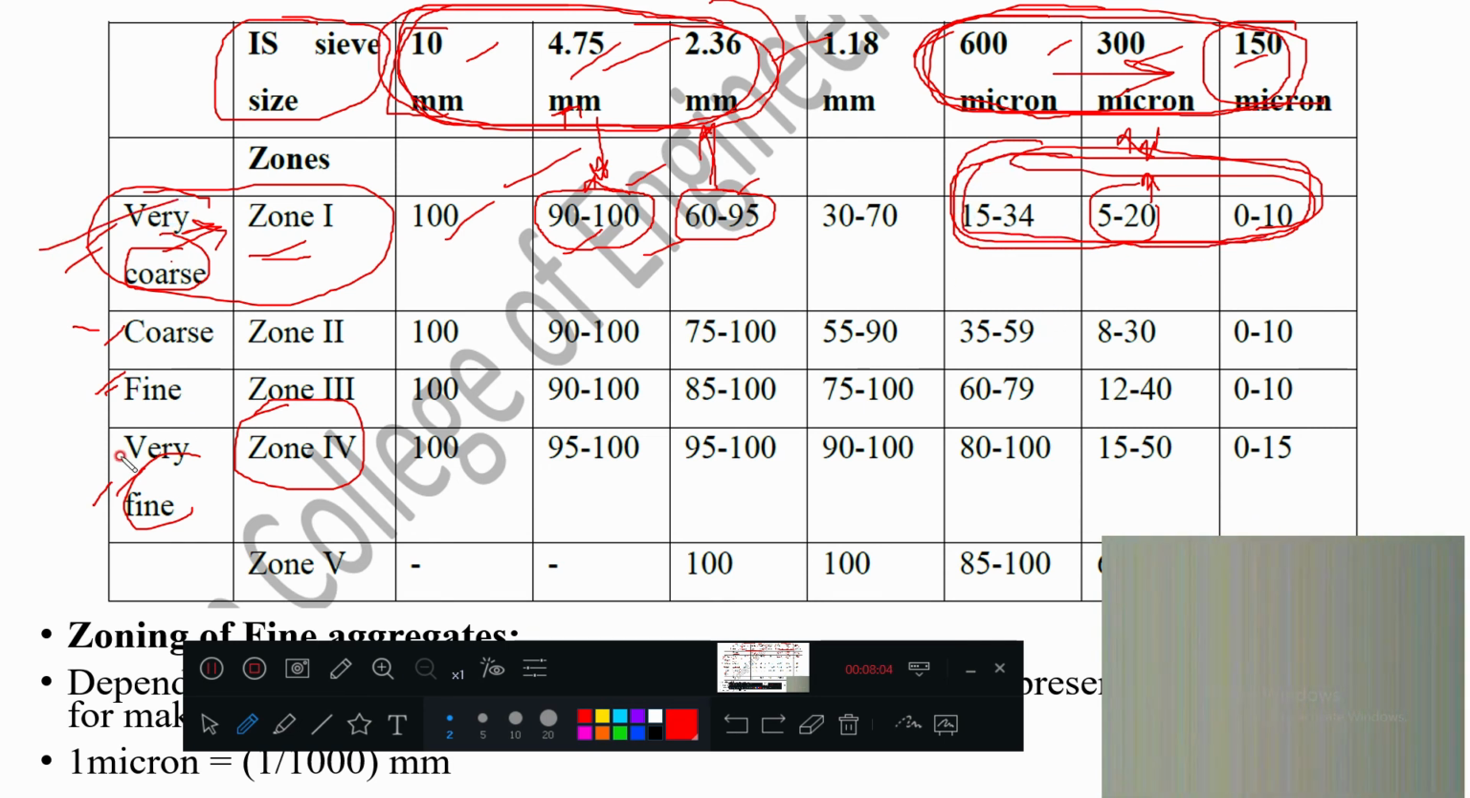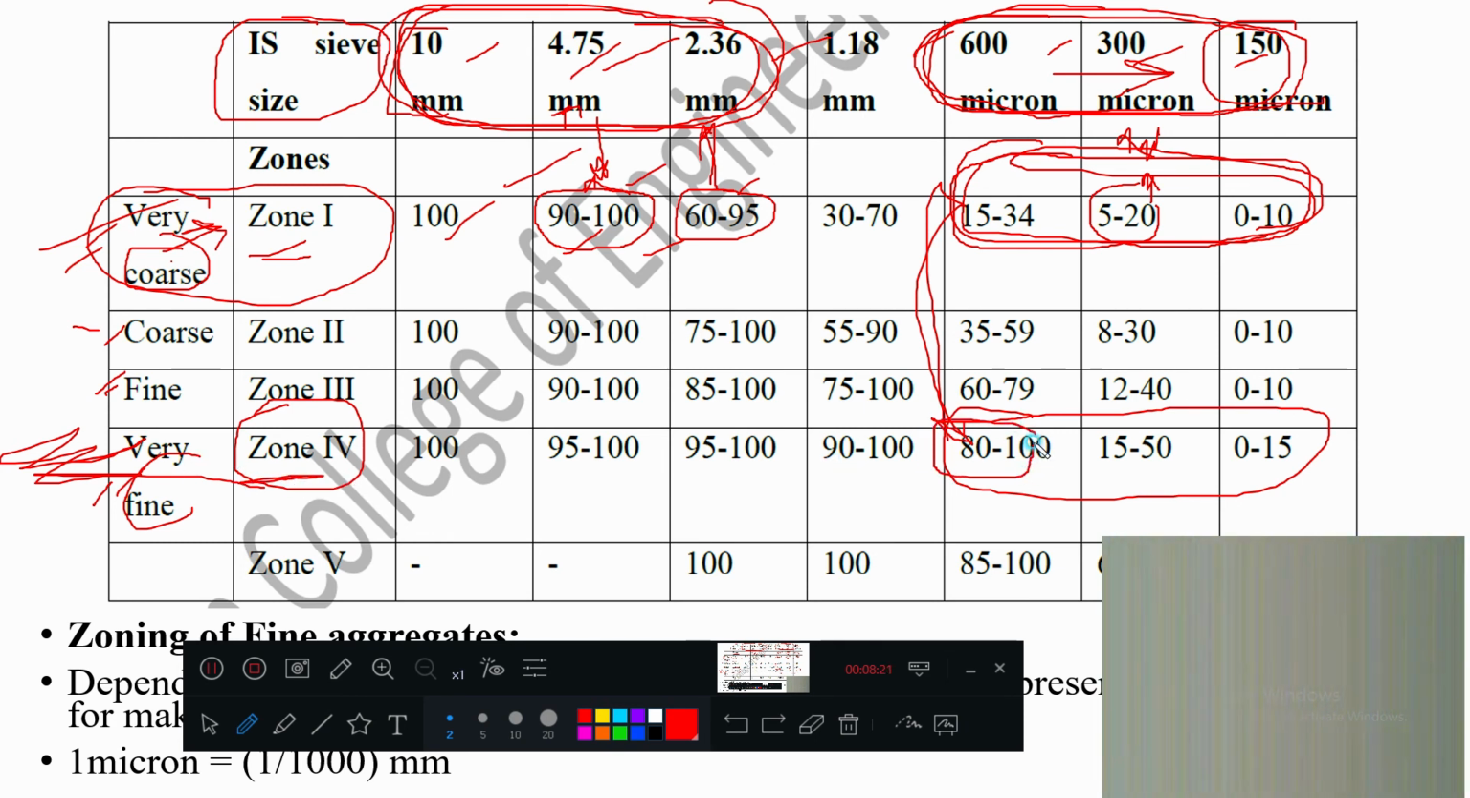For this zone, if you take this one, here you can directly compare now. See this value, compare this value. In the very fine sand, that is zone 4 sand, this fraction is more, correct? This fraction is more. What is that? 600 micron. Overall, if you see, this is also there. This is not 0 or less than 100%, 80%. These two are the same only. But only the finer fraction comparison.